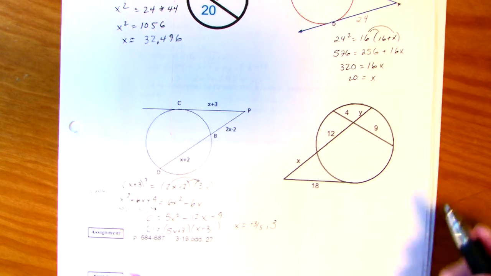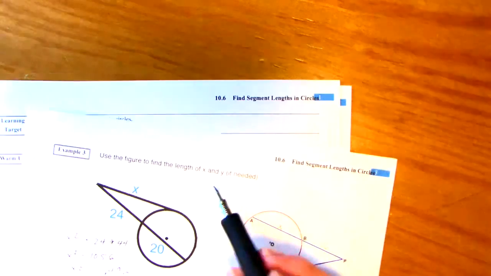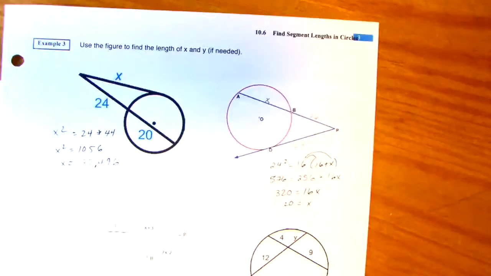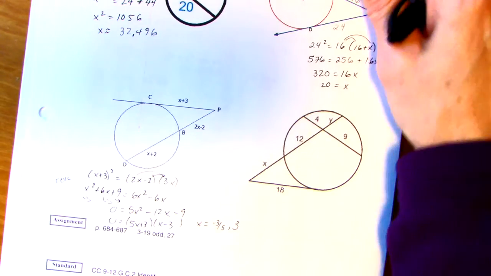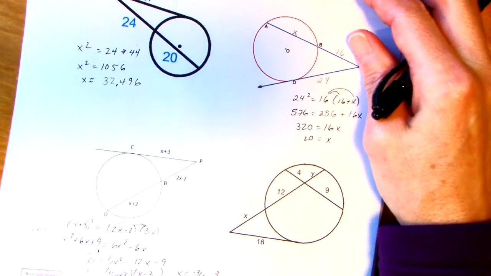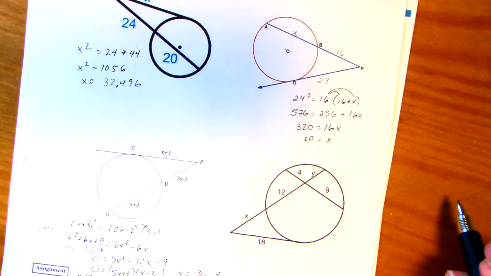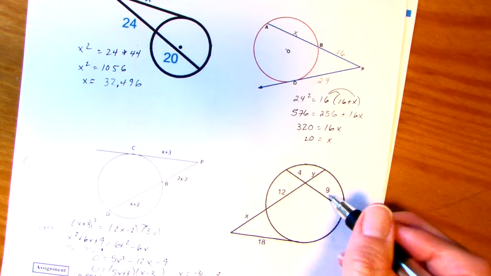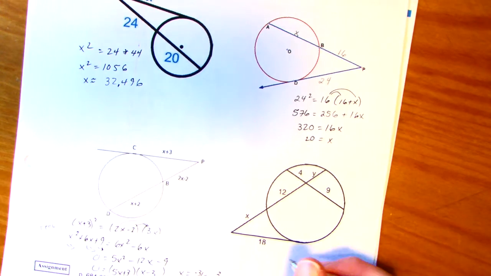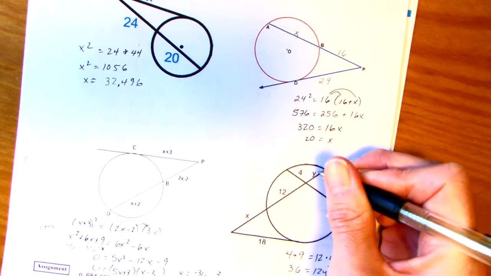Okay. And last but not least, notice how this did say x and y if needed. So that's what I have here. Got a lot going on here. Okay. Going back to your interior, 4 times 9 is equal to 12 times y. Four times 9 is 36, is equal to 12y, divide by 12, y is equal to 3. So I know this is 3.